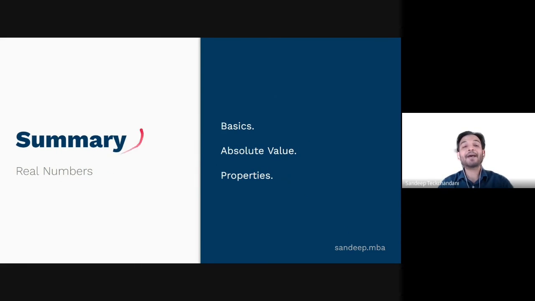So let's just encapsulate. What did we learn about real numbers? We commenced with the basics of real numbers. We learned that real numbers are points on the number line, or all the points on the number line are called real numbers. Then I taught you the concept of the absolute value. Absolute value means the distance of a number from 0 on the number line. Absolute value can never be negative. Absolute value is always non-negative. And eventually, I showed you some intriguing properties of real numbers.